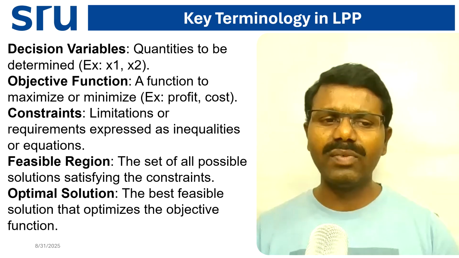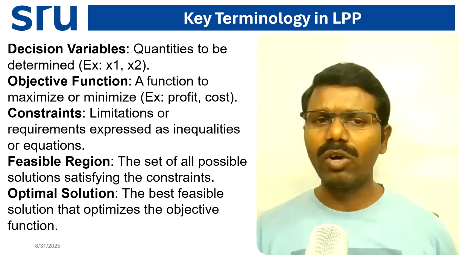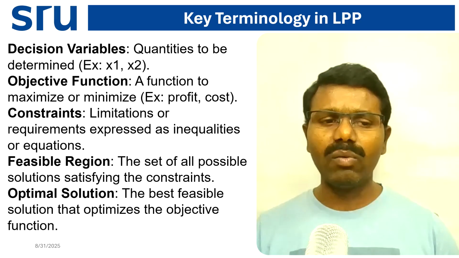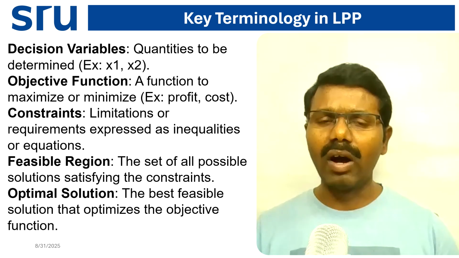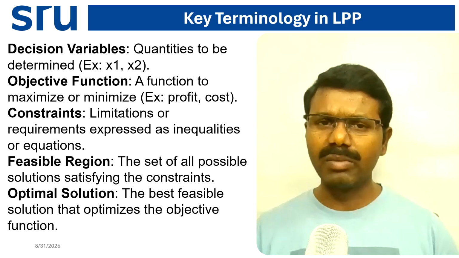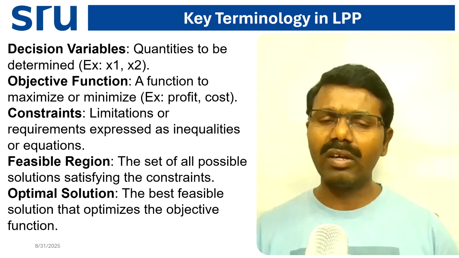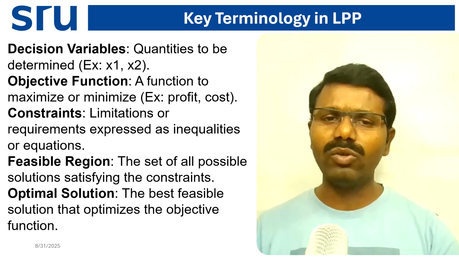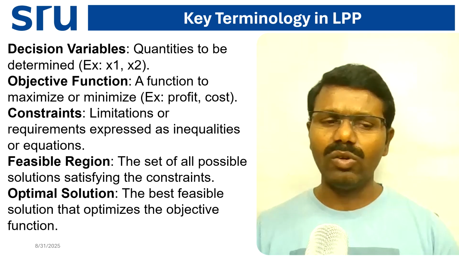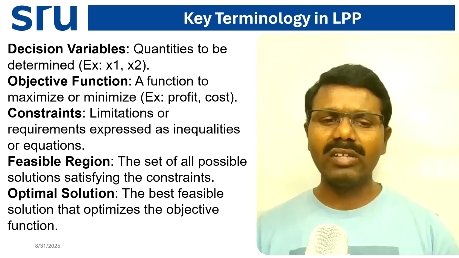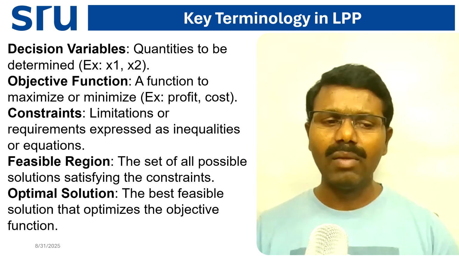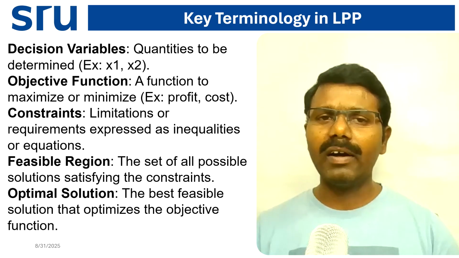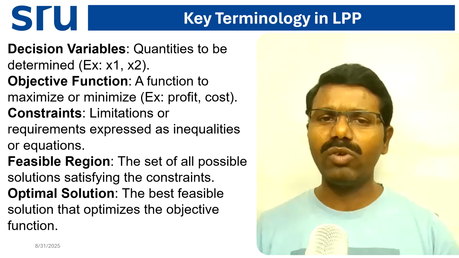Then the next one is the feasible region, where all the possible solutions will be available. Apart from that, which solution is giving the maximum profit if it is maximization, or which solution is giving the minimum value if it is minimization? That we are going to see, and then we are going to find the solution. Finally, the optimal solution is the best feasible solution that optimizes the objective function. These are the things we need to understand before we solve this linear programming problem.